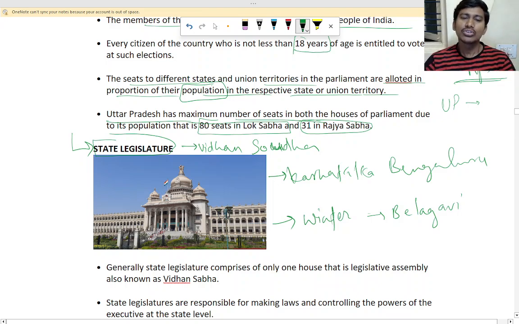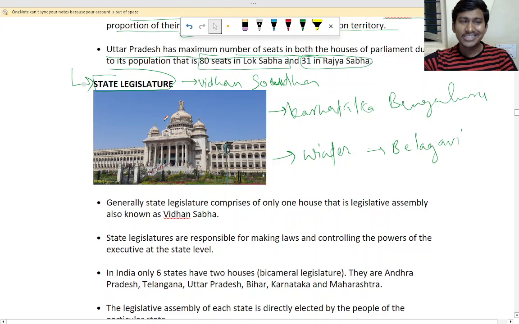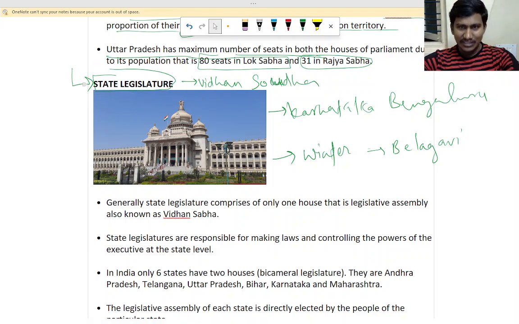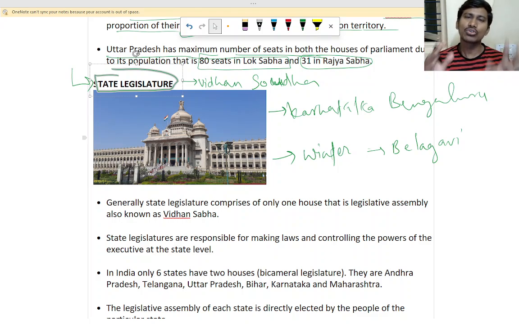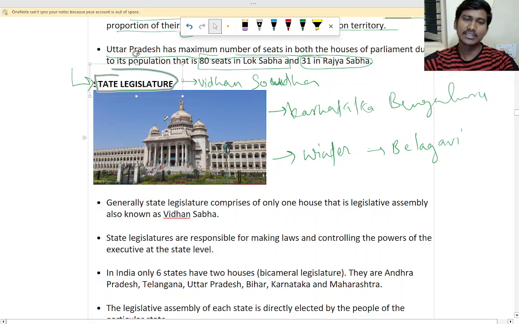So there also sittings happen. Yes, all the states will have their own state legislatures, like this. That is Vidhan Saudhas. Their CM, chief ministers, all the MLAs will be sitting in the Lok Sabha and Rajya Sabha, upper house and lower house, and they will be discussing. You may have seen it in the news.